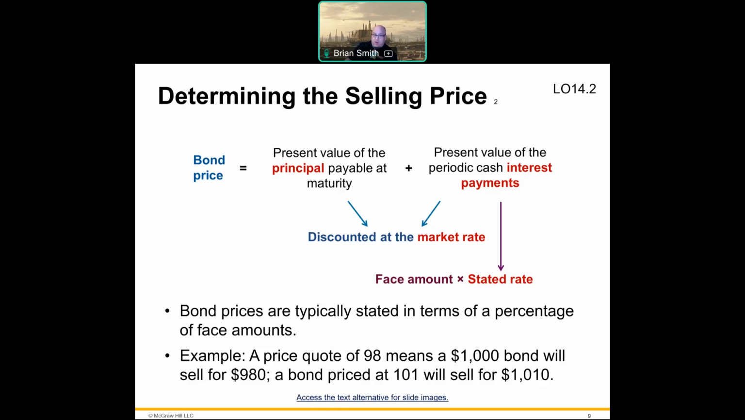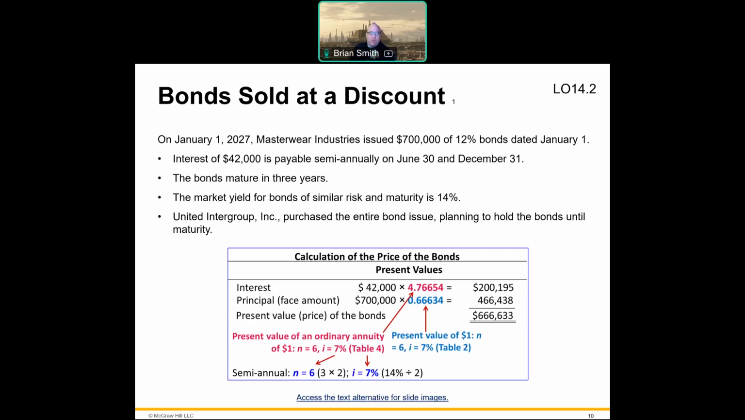We're going to discount it at the market. This is if we're selling it at a discount, I think is our first one we're looking at. And the interest payments will be the face value times the stated rate. We're going to get into all this. Don't fret. Bond prices are typically stated in terms of a percentage of face amounts. So, for example, a price quoted at 98 means a $1,000 bond will be selling for $980. 101 is $1,010.